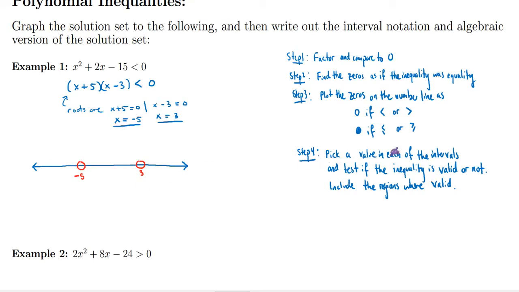So now on to step 4. We're going to pick a value in each of the intervals. So what do I mean by that? Well, notice that we plotted the zeros, and we've broken up the number line into these 3 pieces. We have a piece over here. We have a piece in the middle in between the two, and we have a piece over here. So what we're going to do is just pick a test value. All right, so test values.